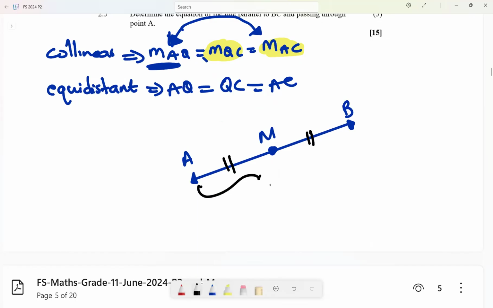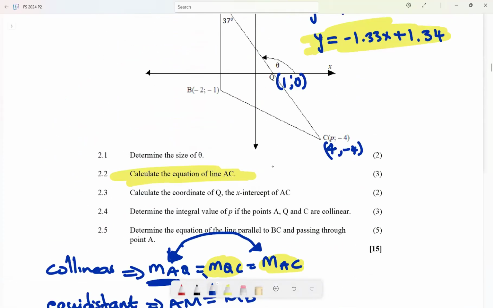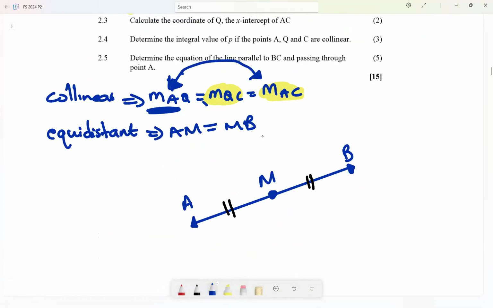Okay? If A, M, and B are equidistant, then it means now, let me do this actually. Equidistant, it means now the length of AM is equal to the length of MB. I cannot say it is equal to the length of AB. I will be lying because it is twice. Can you see? But now on the gradient one, actually let me use AQC. Either way, I want to believe you're understanding the concept.